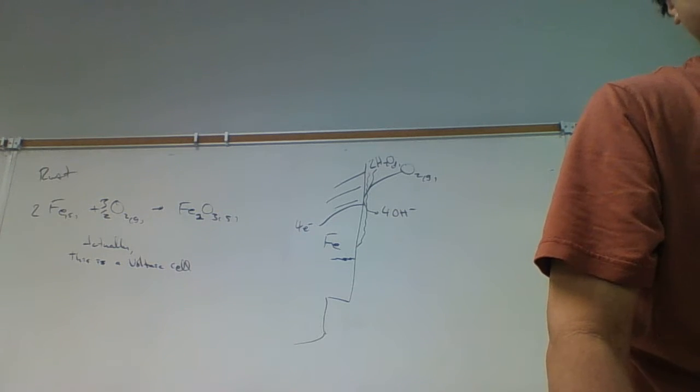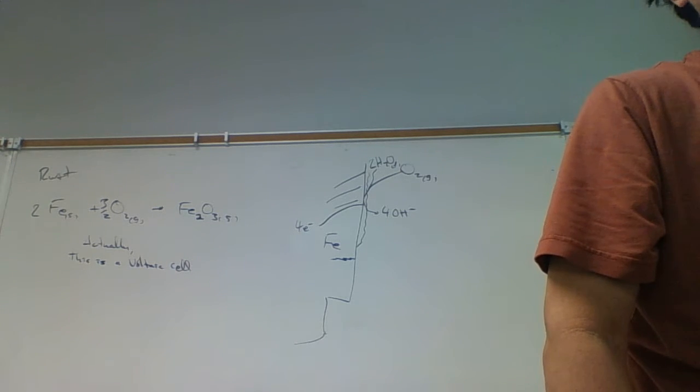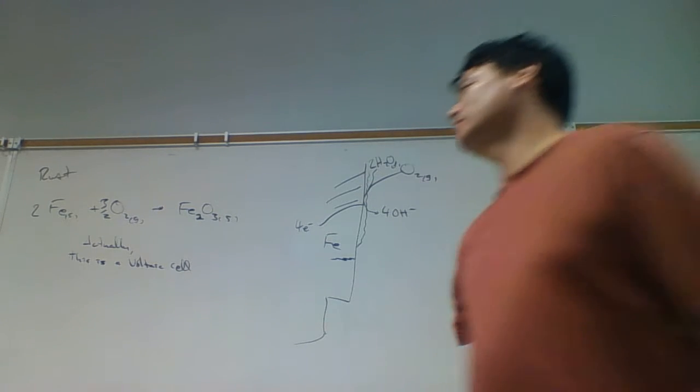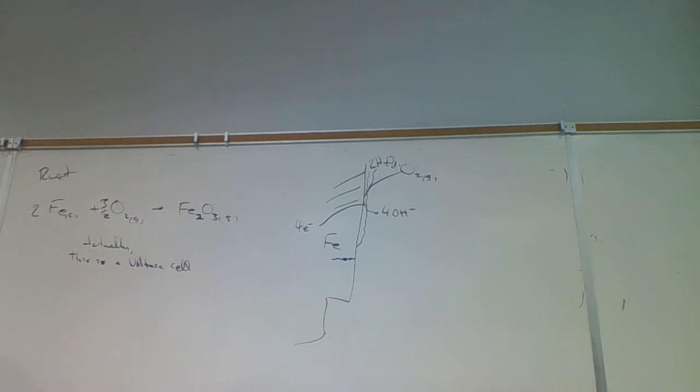If we're looking at Ksp for metal oxides, let's say we're doing copper(II) oxide. What's the Ksp equation for copper(II) oxide? The Ksp equation is Cu2+ times oxide. Have you ever seen oxide (aq) anywhere?